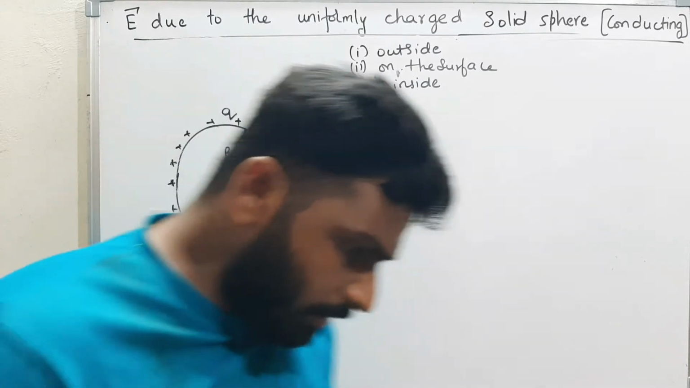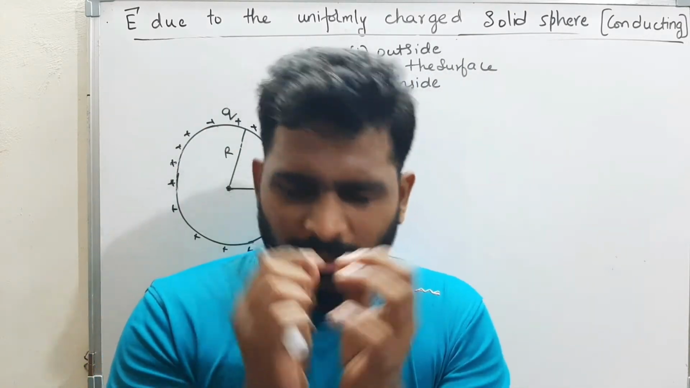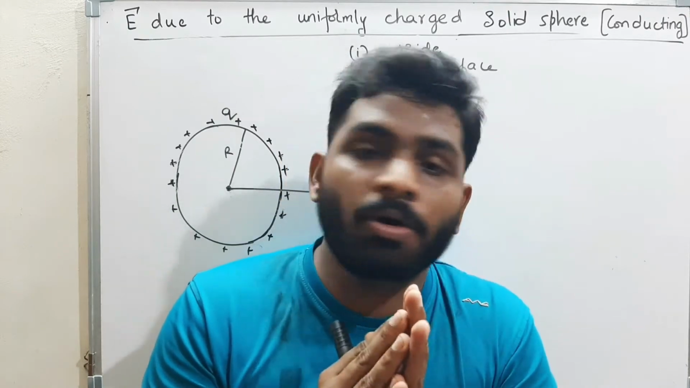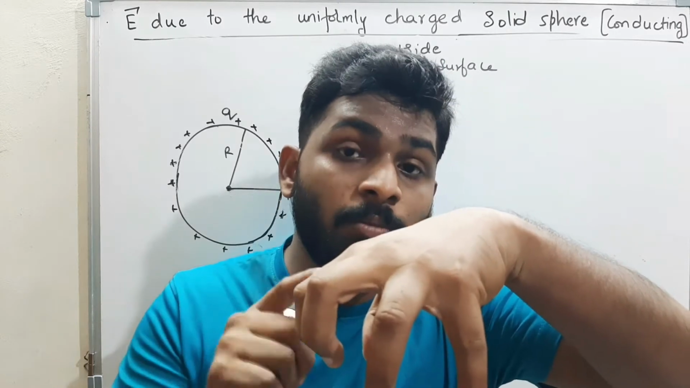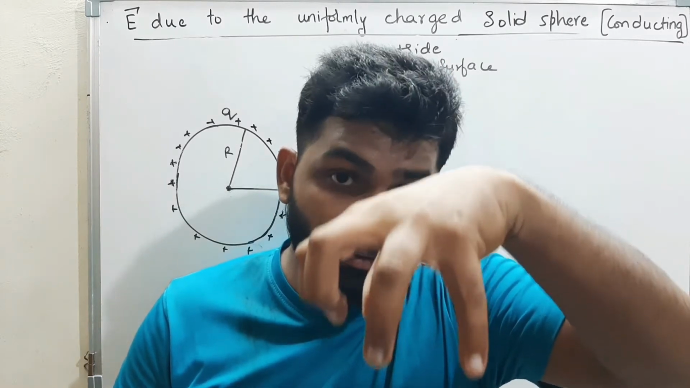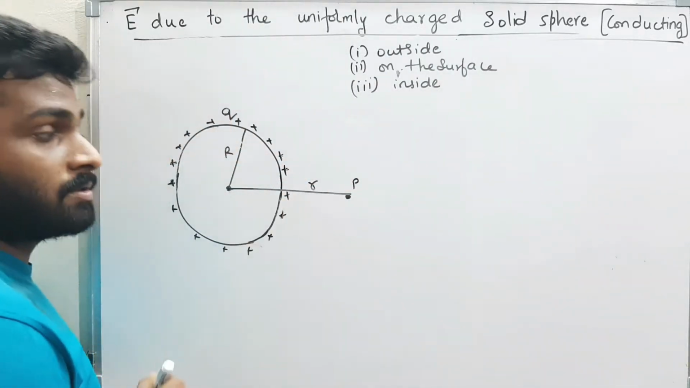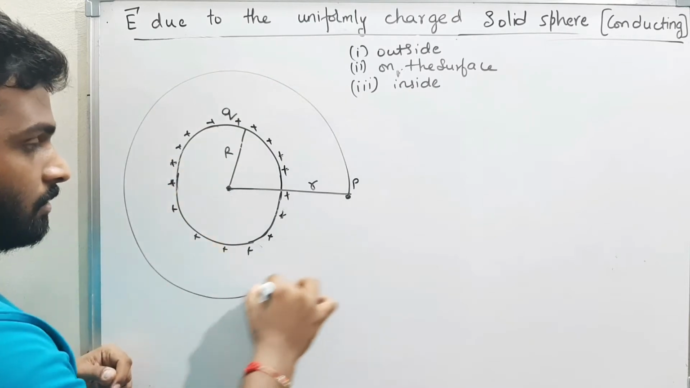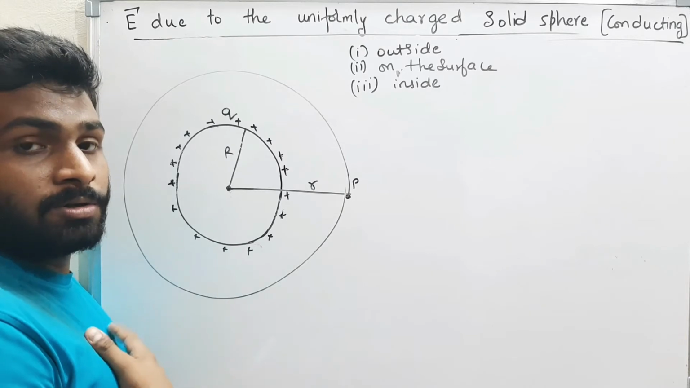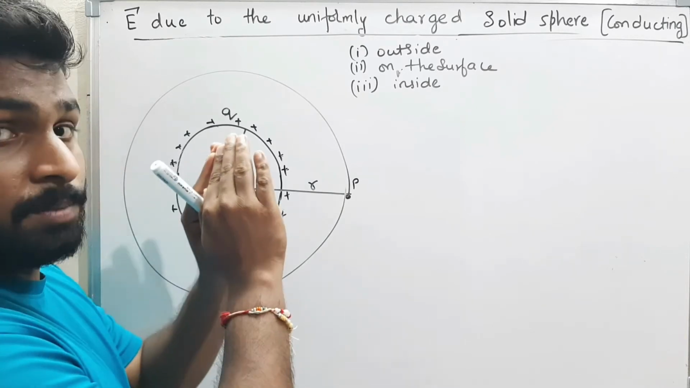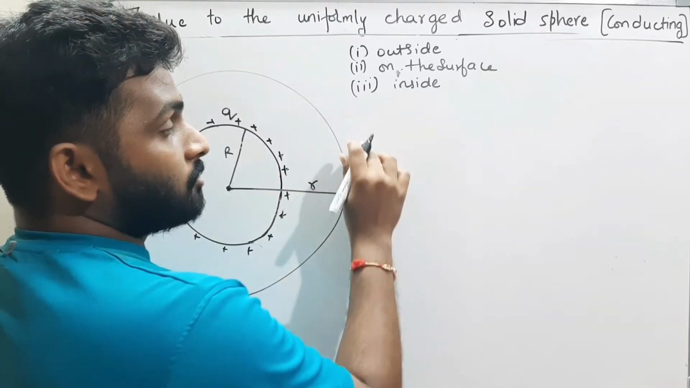Now if I want to find the electric field by using the Gauss law, first of all I have to assume a Gaussian surface. Just imagine what is the best possible Gaussian surface to cover a spherical body. If I want to cover a ball, the best possible Gaussian surface is one more spherical surface. I think this is clear. I am assuming the Gaussian surface, its shape is a spherical surface.